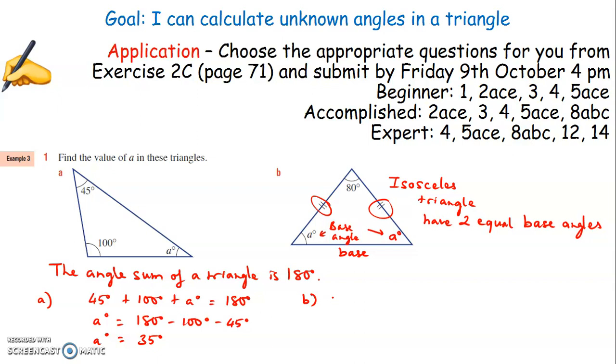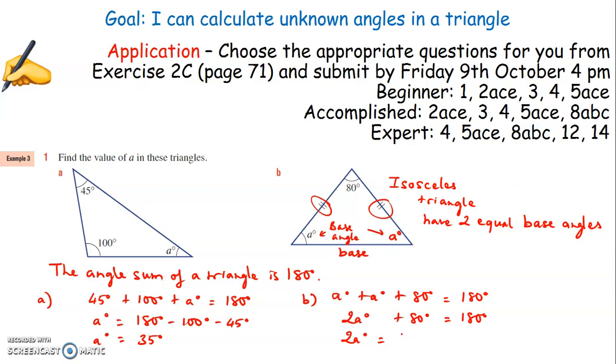So here we have A plus A plus 80 degrees is 180. Now you probably have guessed already. Here we got A plus A. Remember we learned about algebra: when we have 2 like terms, we can add them together. So 1A plus 1A gives us 2A's, plus 80 is 180. So that means that 2A must be 100 degrees.